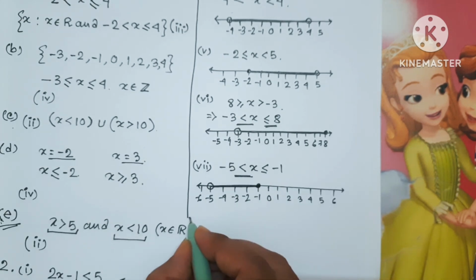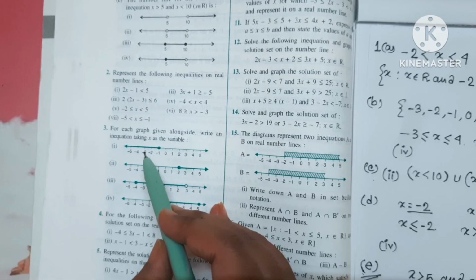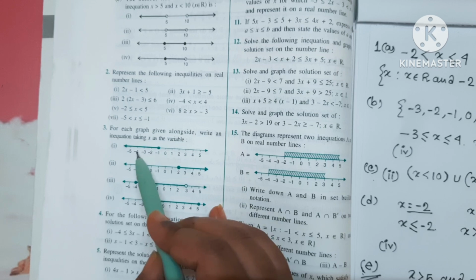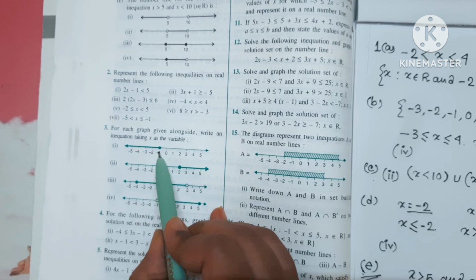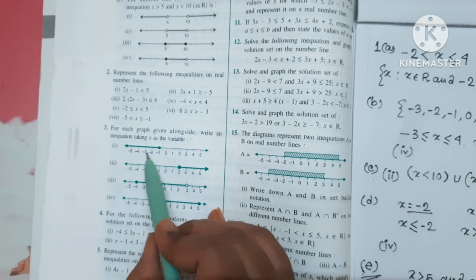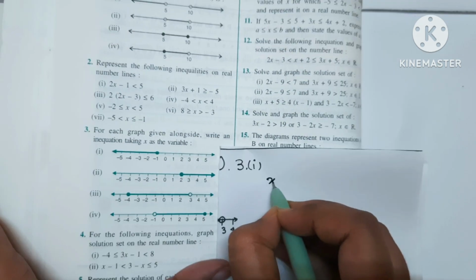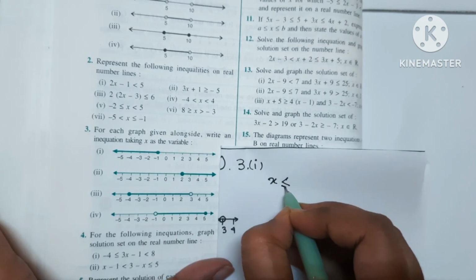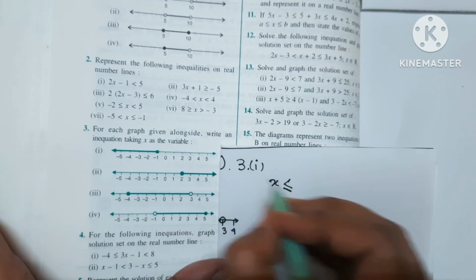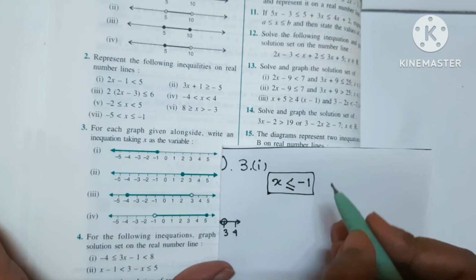Okay, now question number 3. See the question. Here the number line is given, and you have to write the inequation taking x as the variable. There is a darkened circle at minus 1, and this portion is the range of x. So x is less than minus 1, and here you have to use less than or equal to because there is a darkened circle at minus 1. That will be the inequation.